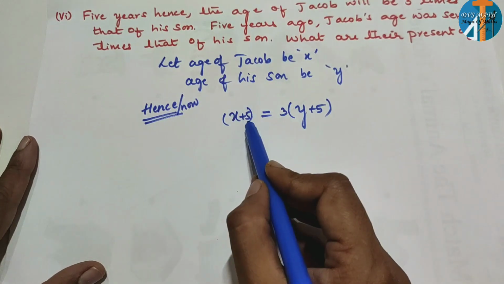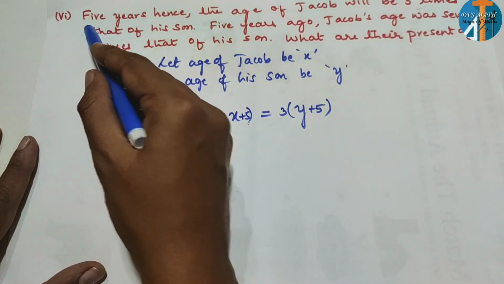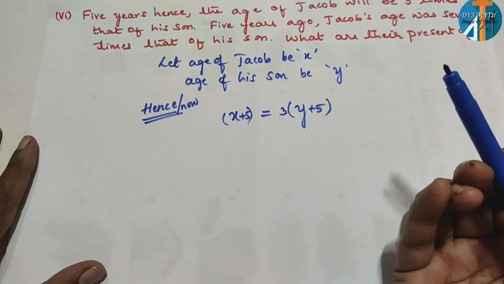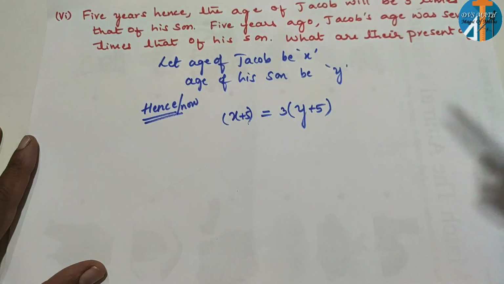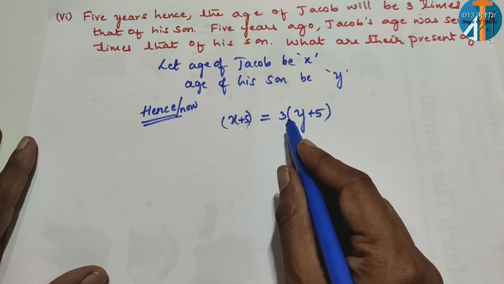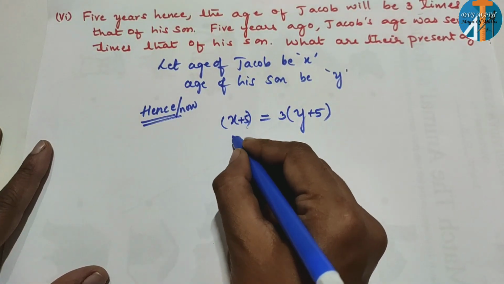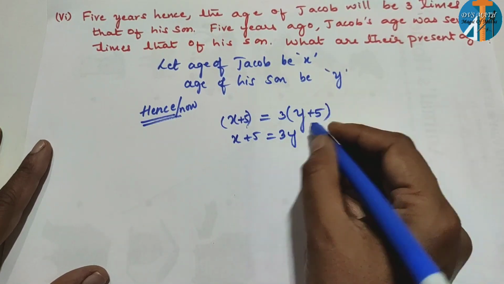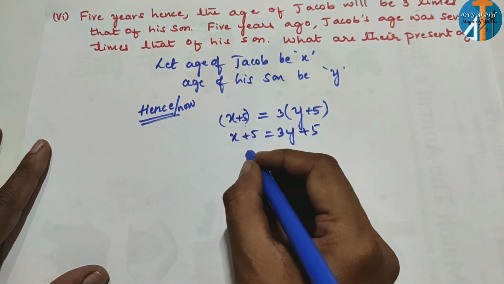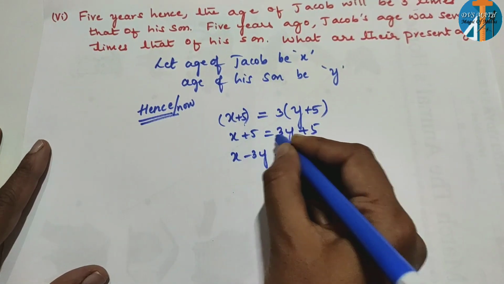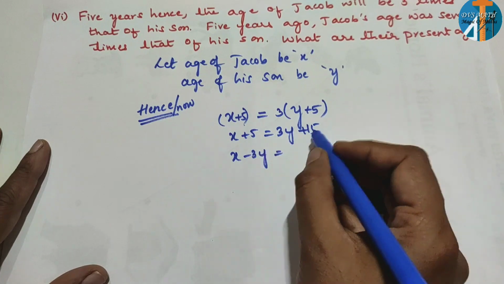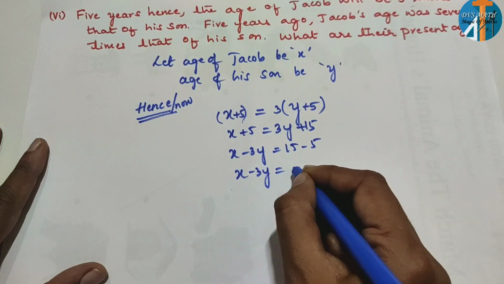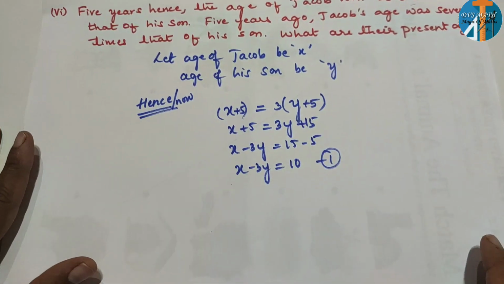Hence or now, you have to consider plus, and plus how many years? 5 years. If it is 6, plus 6; if it is 3, plus 3. How many times is he saying? 3 times, and 3 times means multiplication. So x plus 5 is equal to 3y plus 15. Now take this side: x minus 3y is equal to 15 minus 5, so x minus 3y is equal to 10. Consider it as equation 1.